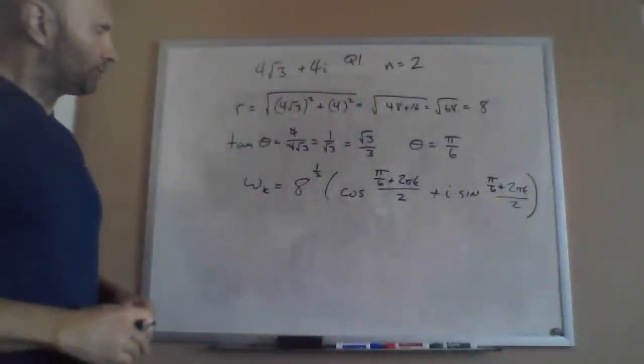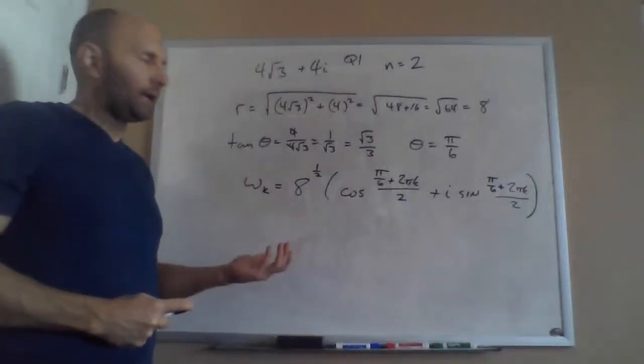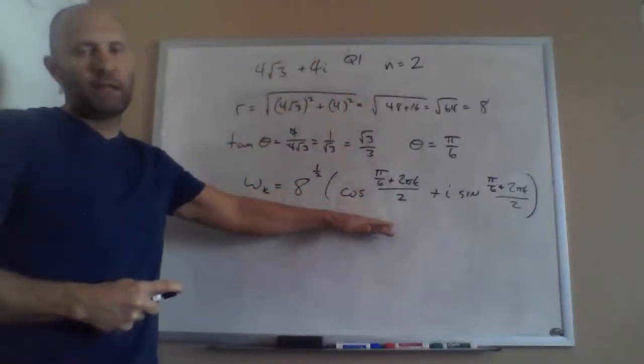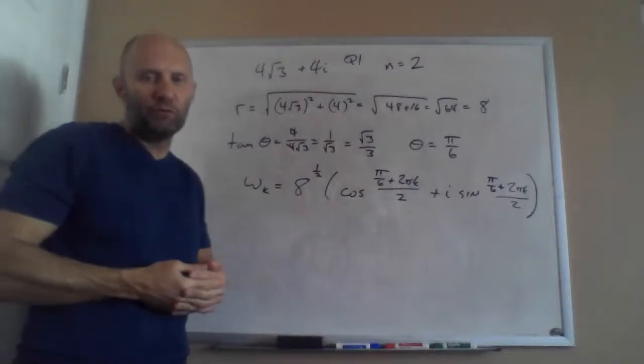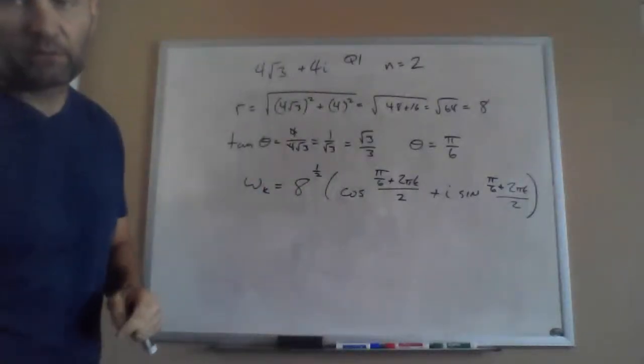So let me stop here. So this is our root formula. It's not our actual answers, because we have to pick k is 0 and k is 1 and calculate what these values turn into. So before I do that, though, any questions of how we get to this point?